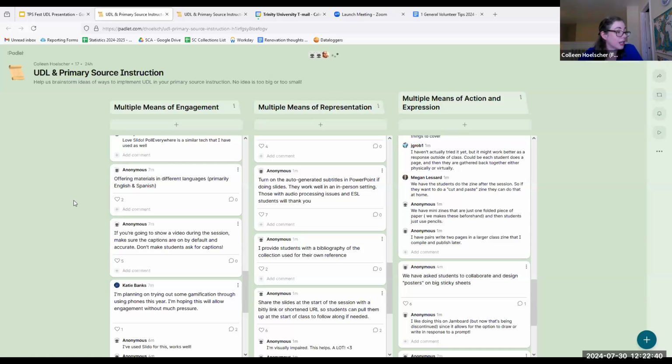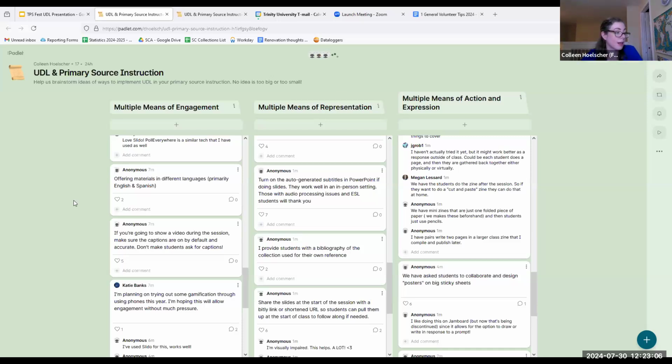Someone said if you're going to show a video during the session, making sure the captions are on by default and that they're accurate. Don't make students ask for captions. That's a really great point about making sure that students don't have to ask for these accommodations. Students don't always want to put themselves out there. And so thinking ahead of time of what the accommodations are that students might need and trying to address them ahead of time.